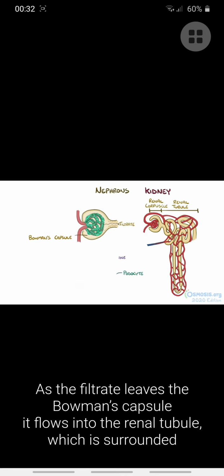Here, the filtrate becomes fine-tuned based on what the body wants to keep versus what it wants to discard, with water and solutes passing back and forth between the filtrate in the lumen of the renal tubule and the blood in the peritubular capillaries.